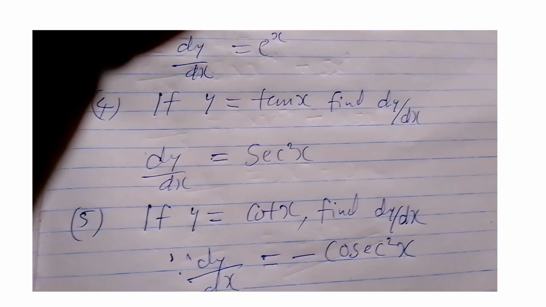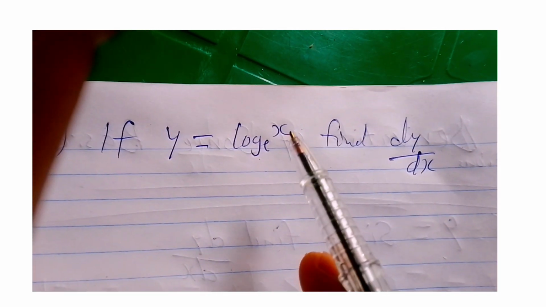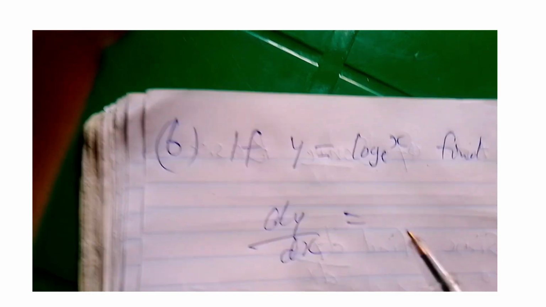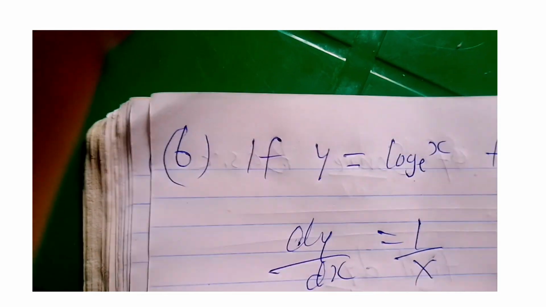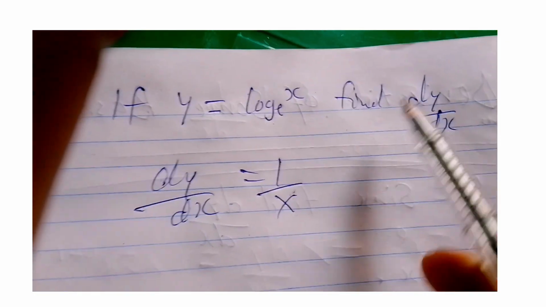Look at this. If y equals natural log of x, say you should find dy over dx. Our dy over dx is going to give us 1 all over x. Remember that when you are deriving log x, the derivative is going to give you 1 all over x. Don't forget this.